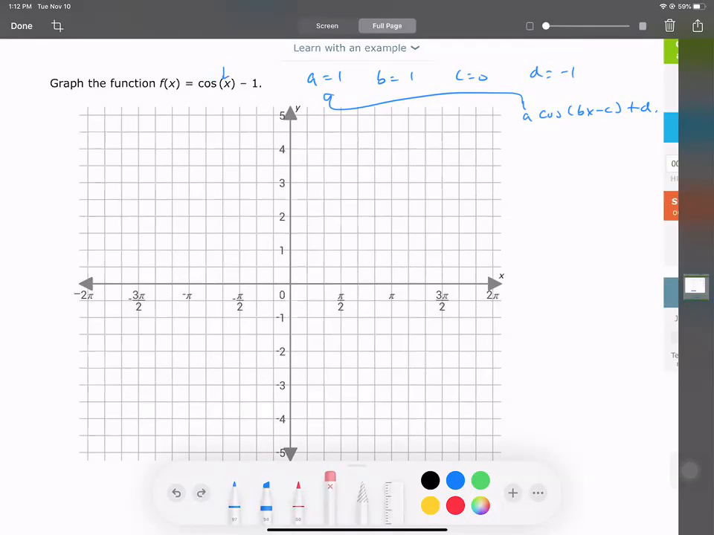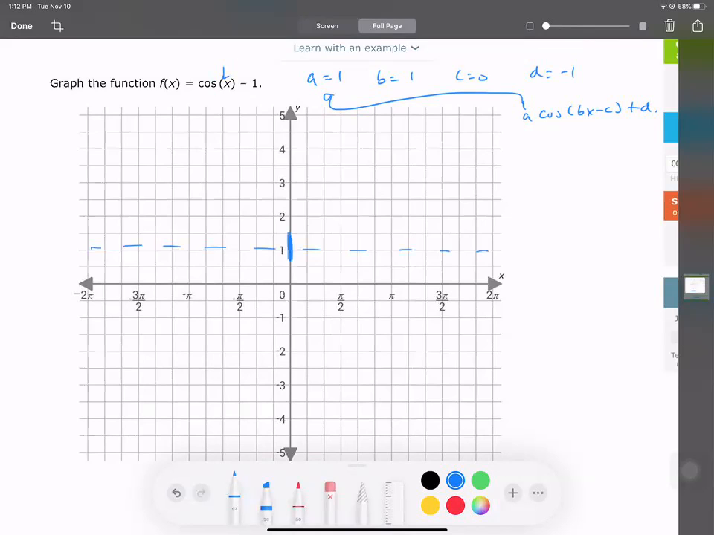And we graph from right to left. So we know our d value is going to take us to -1 right here. That is our d value. On your notes, you should do little tick marks. My c value is 0. That means we're going to start off right here at 0.